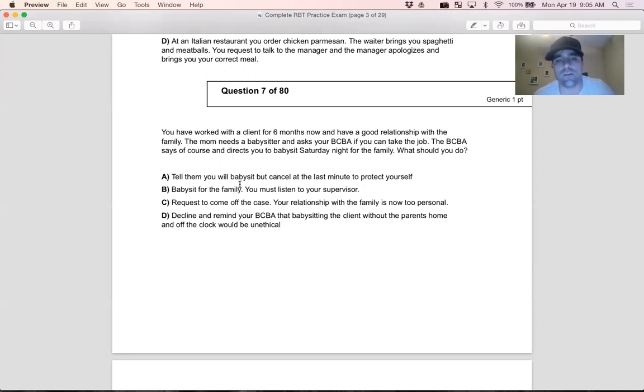A, tell them you will babysit but cancel at the last minute to protect yourself. No, that's not right, okay, because now you're jeopardizing your relationship with the family, with the parents, something you don't want to do. You want to have a good relationship with the family. So you don't want to do A.